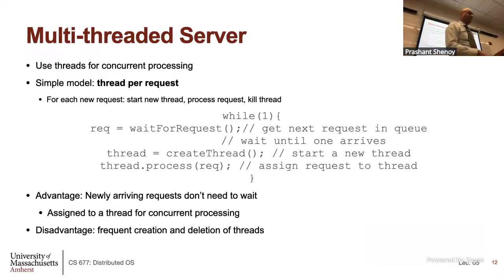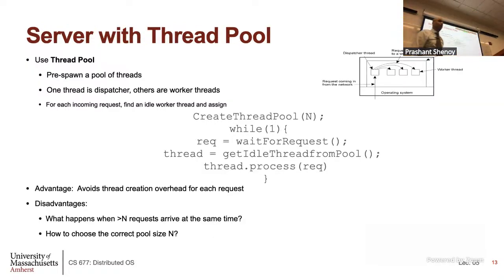Pre-create all the threads and have them sit idle. That was actually the picture I had already showed you. So this is called the thread pool model. If you want to avoid the overhead of creating new threads over and over again, why not just pre-create a set of threads? They're all sitting there. They are worker threads. The dispatcher will simply take a request and hand it to an idle worker thread for processing. So that's essentially this code here. There's a thread pool model.